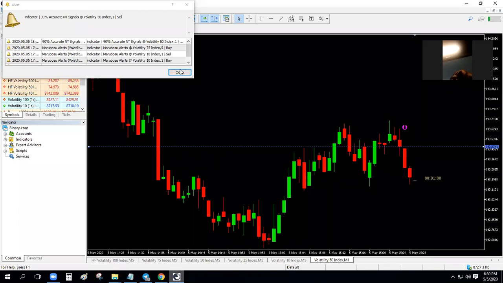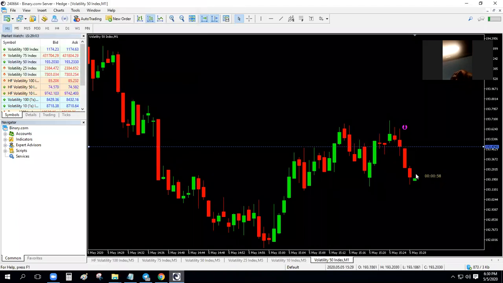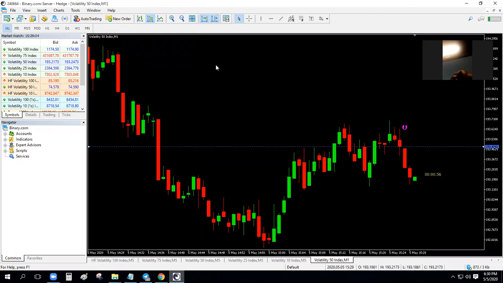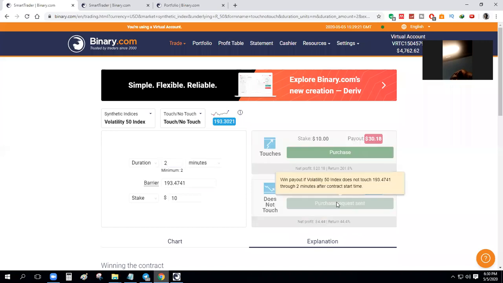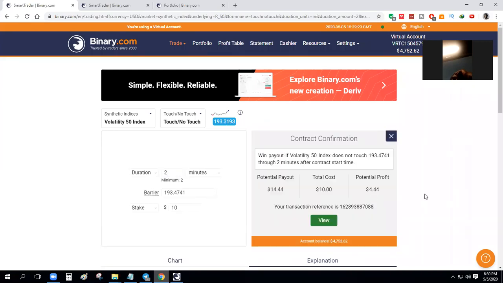Why is it fluctuating? For example, now I can assume in the next 2 minutes, because I'm on 1 minute, price will not go back and touch that. So let's enter a trade for 2 minutes. So I choose 2 minutes. What's happening to the payout? Can you see 19% now? It fluctuates. So let me just push. So I've bought that trade. I've actually performed a no touch trade for 2 minutes.